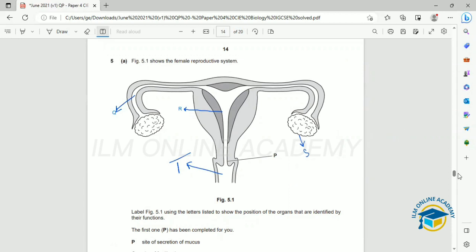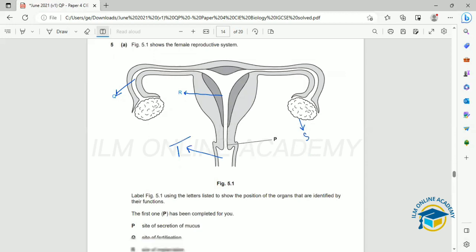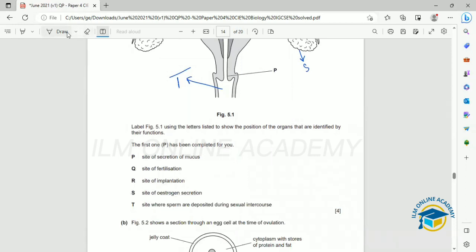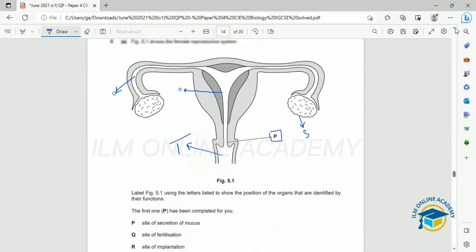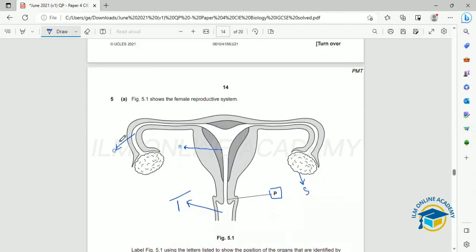Okay, so we have got this figure, and this shows the female reproductive system, and one of these has been labeled by them, and the others you have to label. I have already labeled these, but I'll tell you the reasoning behind each and everything. So P is the site of secretion of mucus, and that has been labeled. Then Q is the site of fertilization.